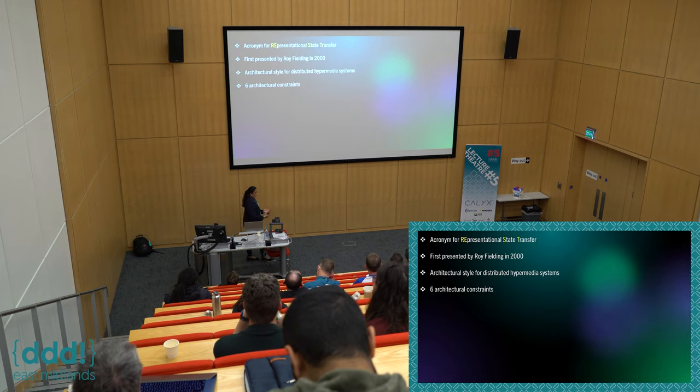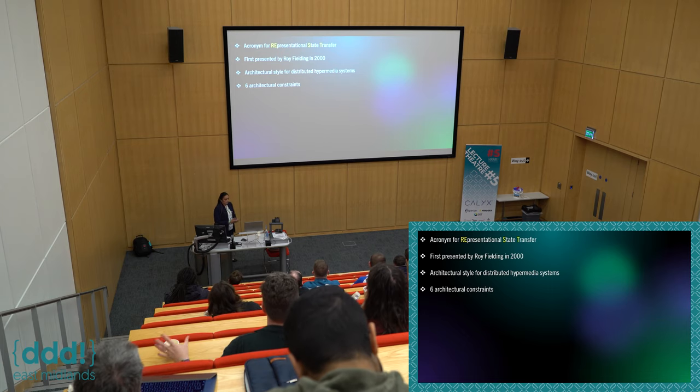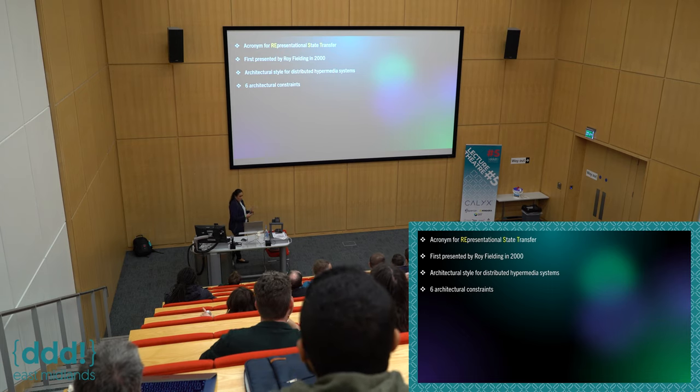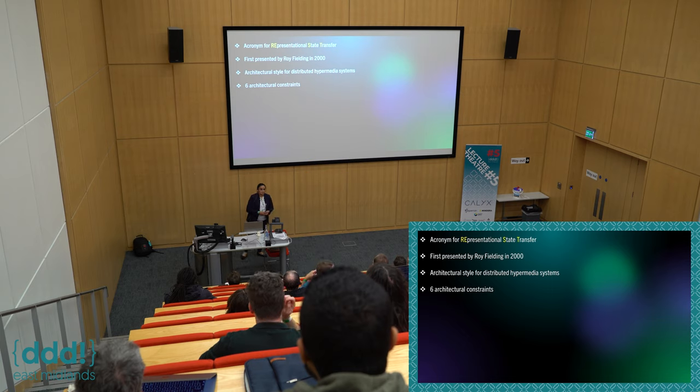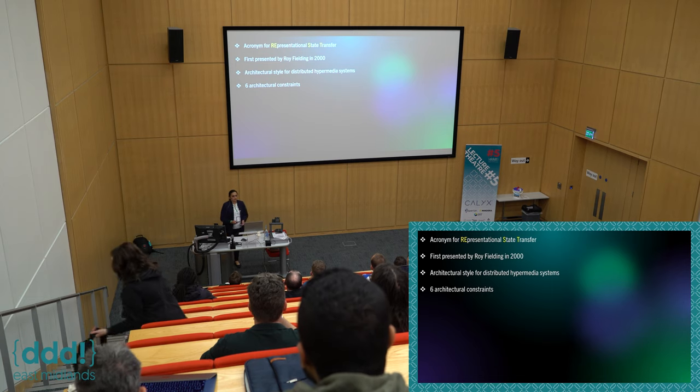REST is by far the most popular and probably the most mature API style on the internet, and it's widely used by developers, widely adopted. But are we truly using REST is a question that I asked myself once I started prepping for this talk. It was an eye-opener for me, I would say. REST stands for Representational State Transfer, and it was first presented by Roy Fielding in 2000 in his famous dissertation. He suggested it as an architectural style for distributed hypermedia systems like the WWW. So you can say that REST was put in place to standardize the WWW. And REST is based on 6 architectural constraints.